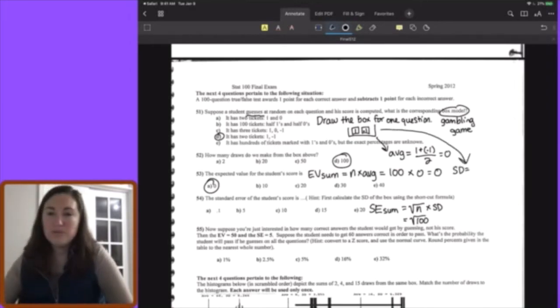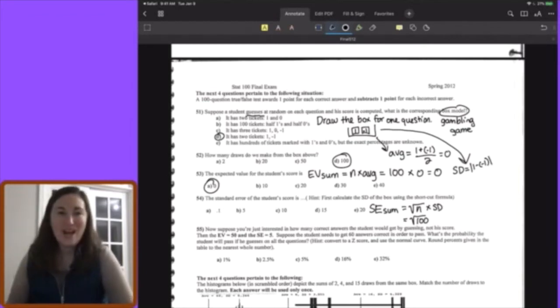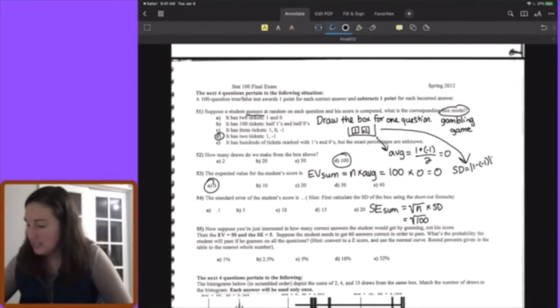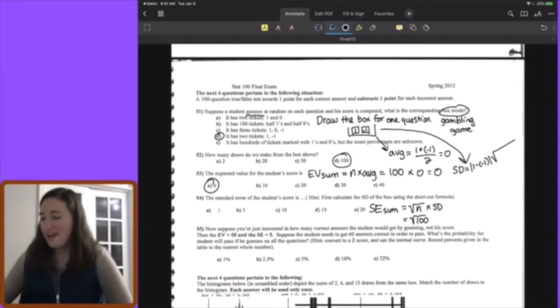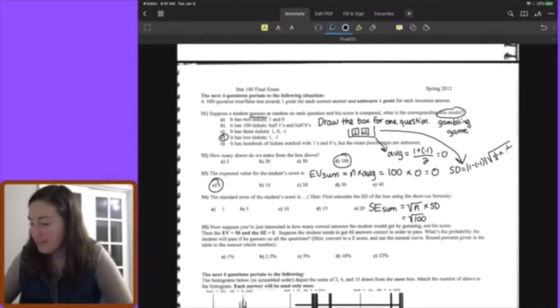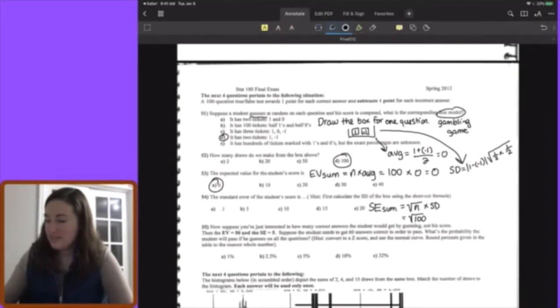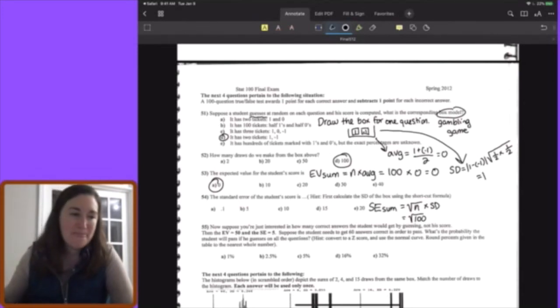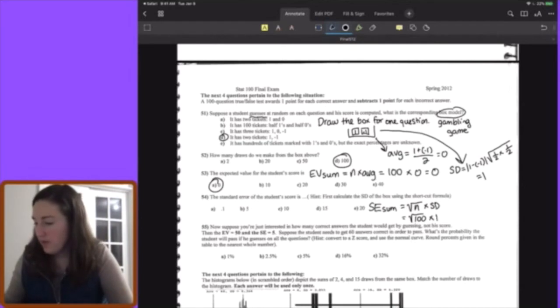I can use the shortcut formula because there's only 2 tickets. So I have 1 minus -1, absolute value of a minus b, times the square root of, we have the fraction of tickets marked 1, which is 1/2, times the fraction of tickets marked -1, which is also 1/2. So my SD is 1. I get 2 times 0.5 basically. So square root of 100 times 1 is going to be 10.